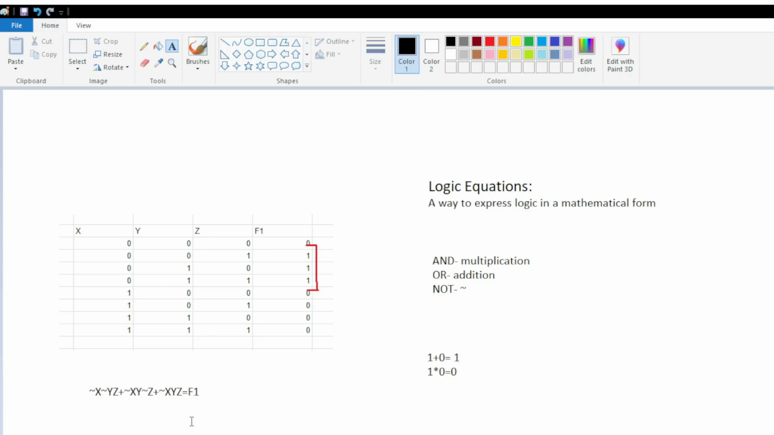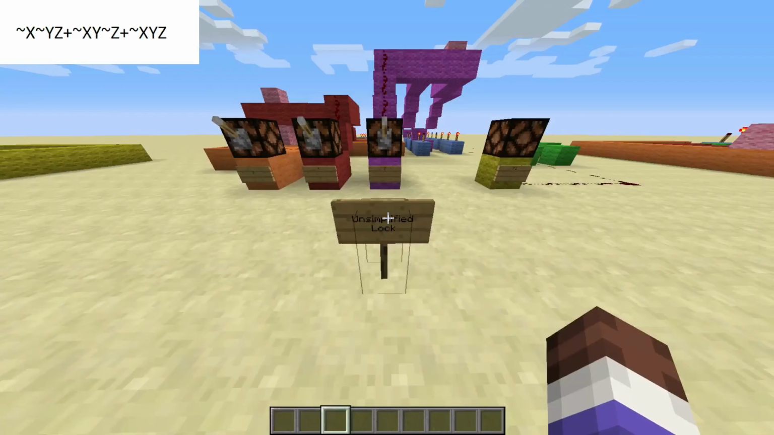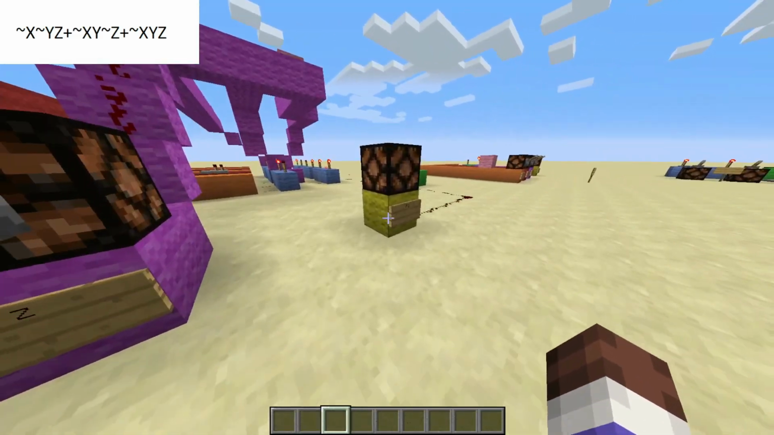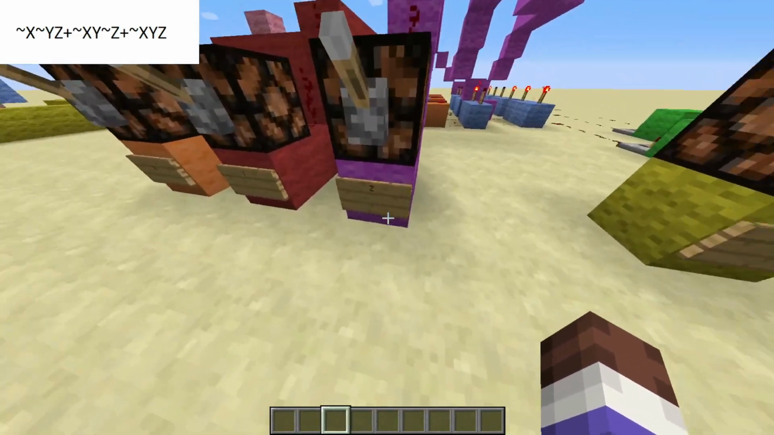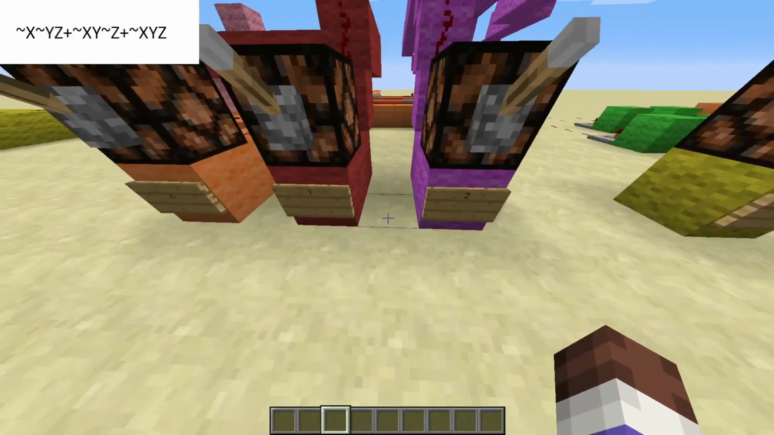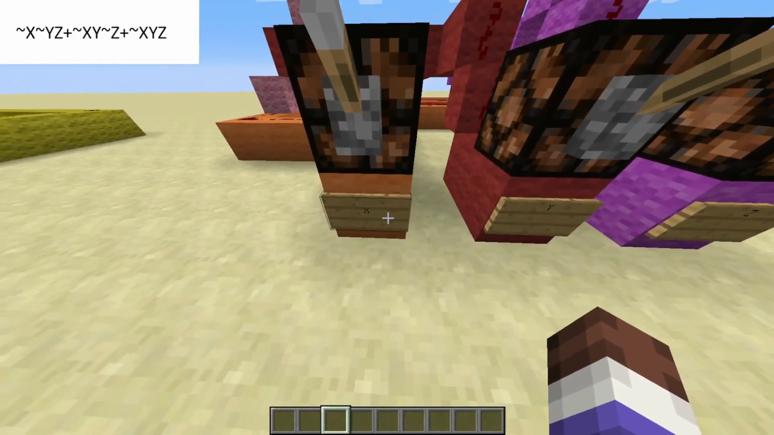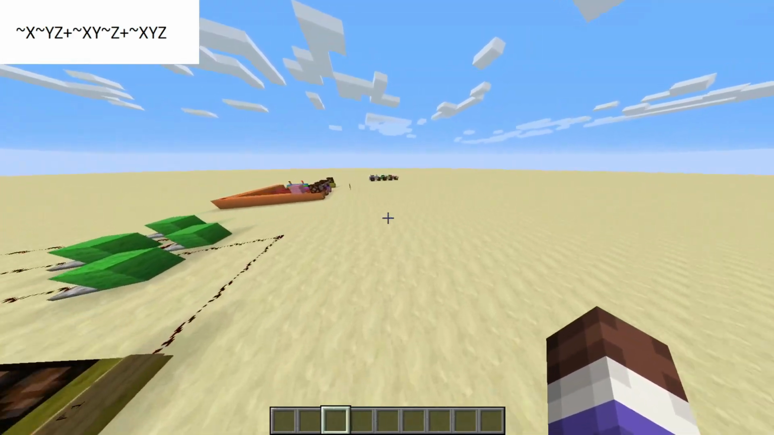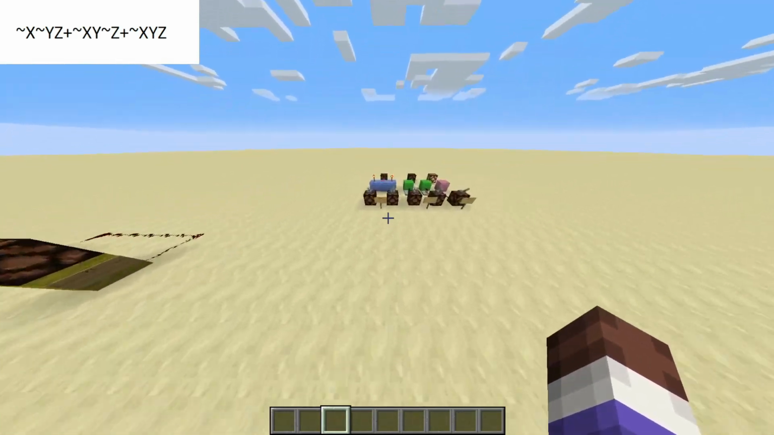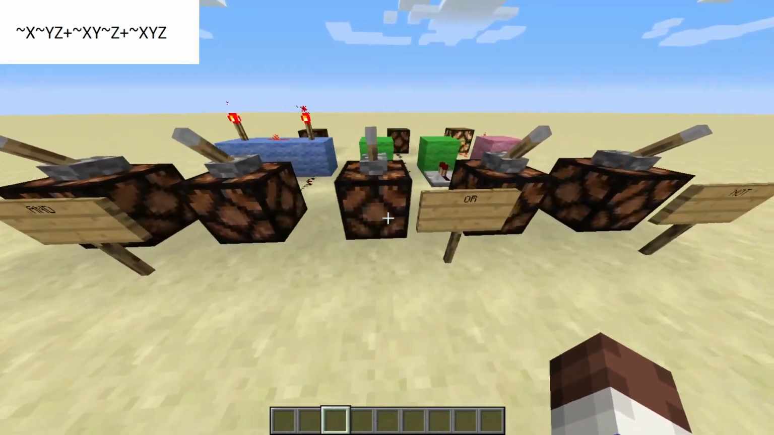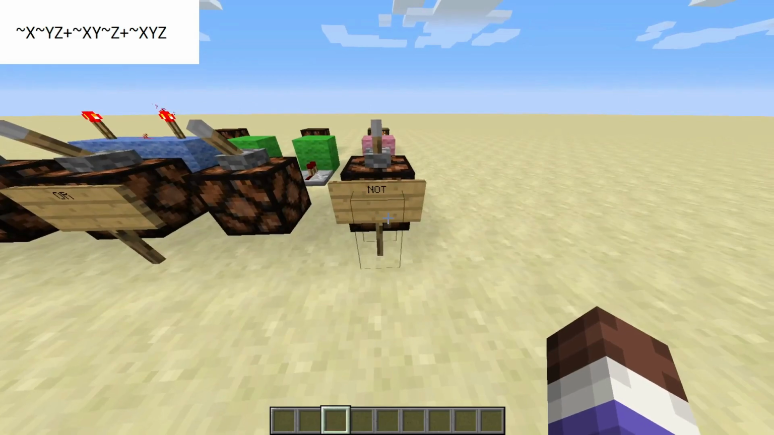So how do we translate this to actually building a circuit with logic gates? Here we have our unsimplified logic equation laid out in Minecraft. In order to identify the components, we have to color code it. So our output, F1, is yellow, our input Z is going to be purple, our input Y is going to be red, and our input X is going to be orange. All of our gates are represented by the same colors that they were earlier, with our AND gate being blue, our OR gate being green, and our NOT gate being pink.